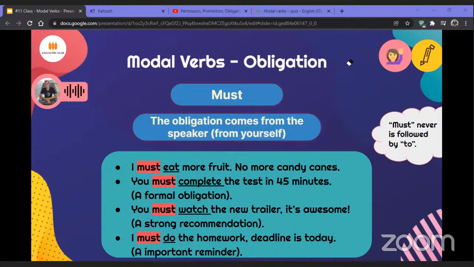No worries. And the last one with Reinaldo again. Okay. I must do the homework. Deadline is today. This is an example of using must as an important reminder. Yep, an important reminder here. You need to do that. It's an obligation. Yep.